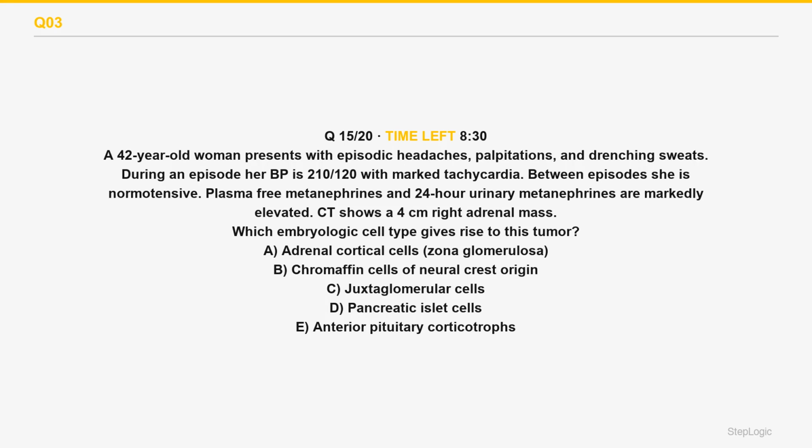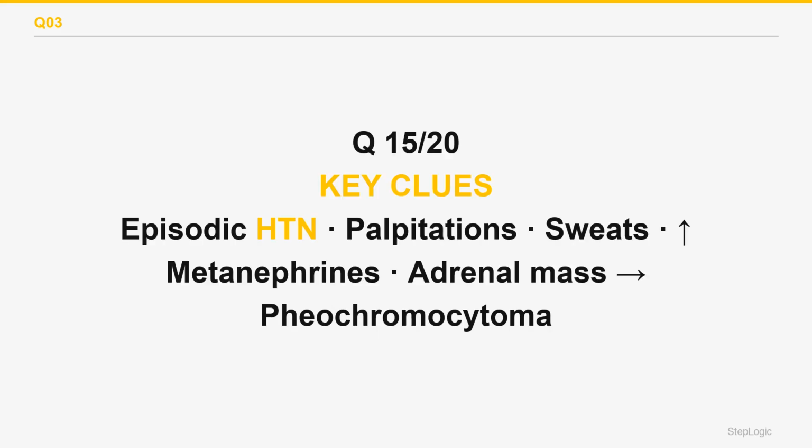Read the command. Embryologic cell type of origin. Episodic hypertension, palpitations, sweating, elevated metanephrines, adrenal mass. Pheochromocytoma. Pheochromocytoma arises from chromaffin cells of the adrenal medulla, which are derived from the neural crest.